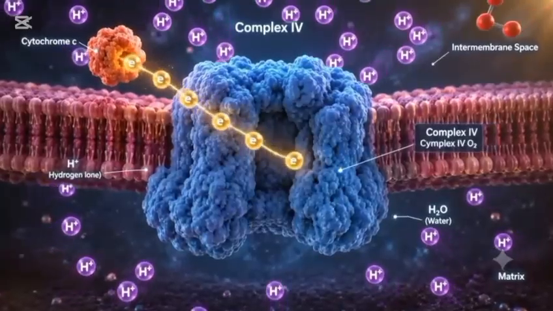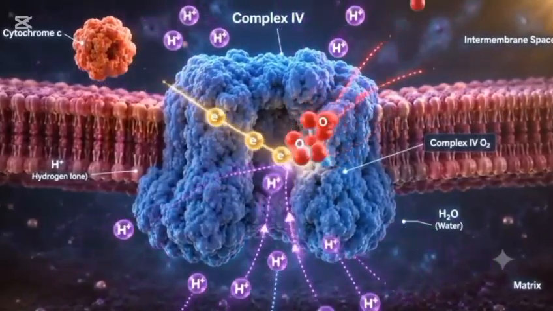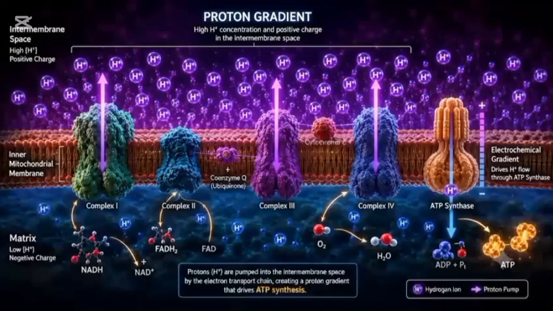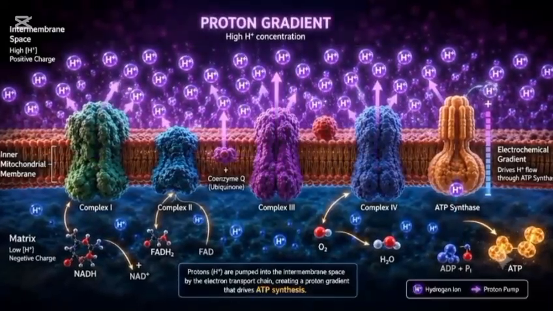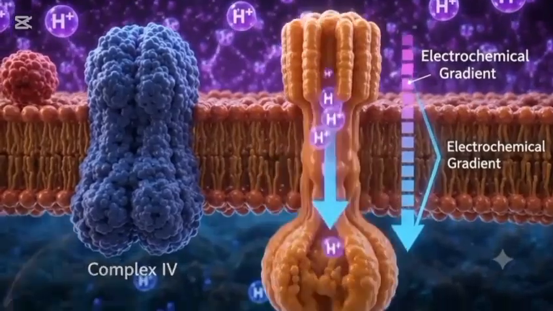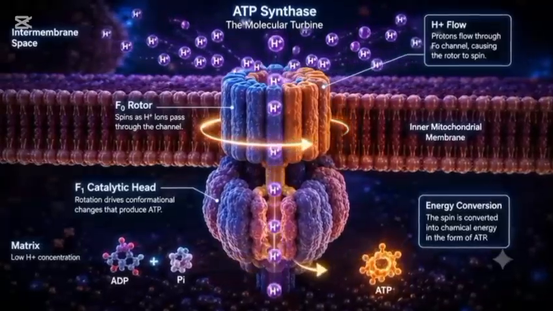At complex 4, oxygen acts as the final electron acceptor. Oxygen combines with electrons and hydrogen ions to form water, completing the electron transport pathway. As hydrogen ions accumulate outside the inner membrane, a strong proton gradient is created. This stored energy becomes the driving force for ATP synthesis.